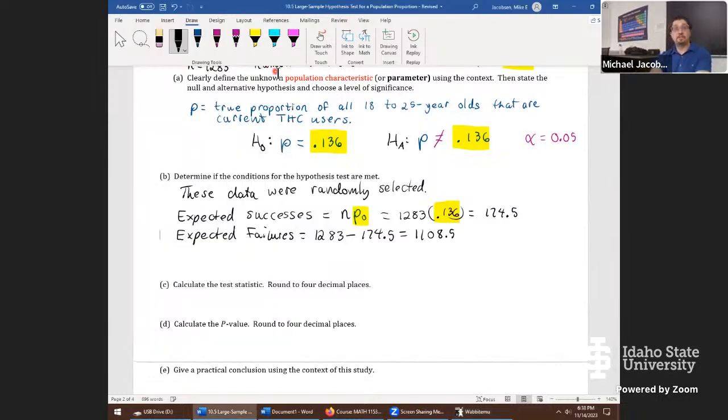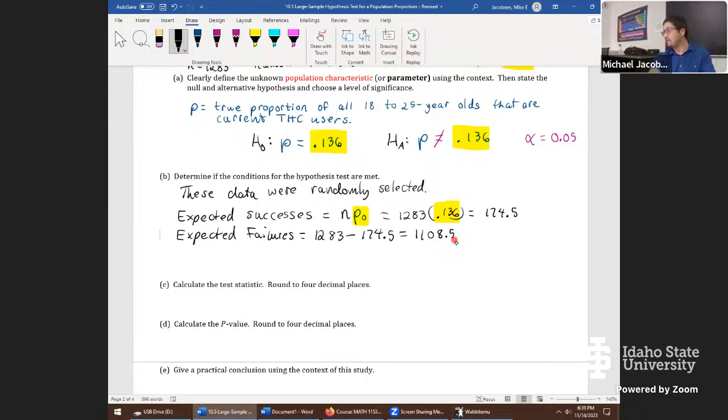So our benchmark for our sample size being large enough, in our textbook, it's going to be at least 10 successes and at least 10 failures. And that's going to be true whether it's a hypothesis test or a confidence interval. So that at least matches up with section 9.3 and 10.5.